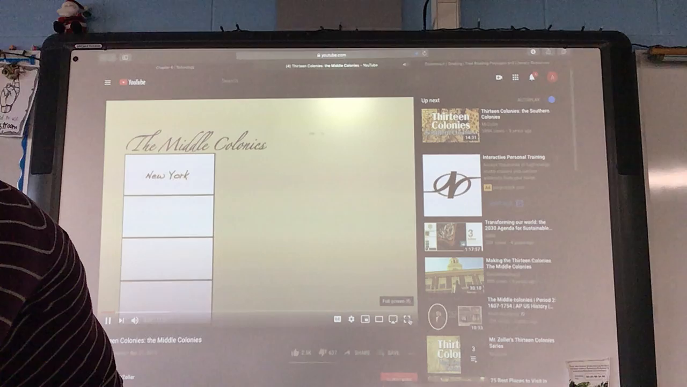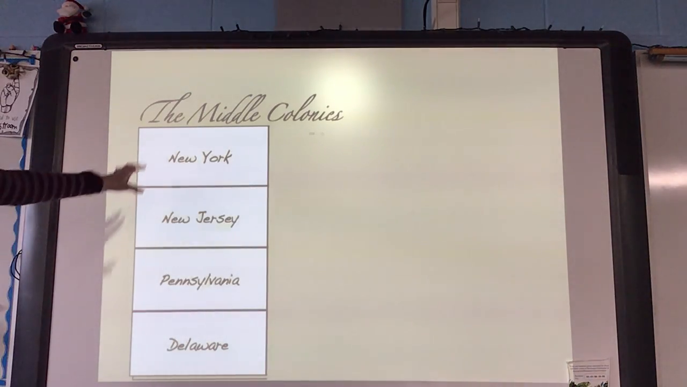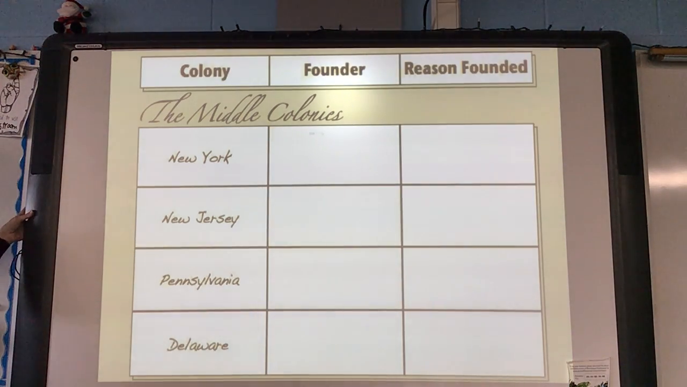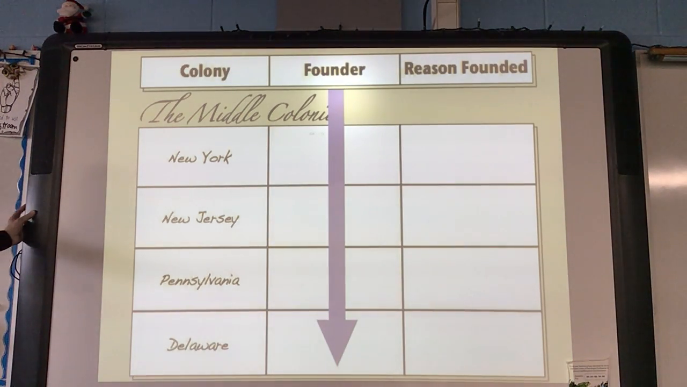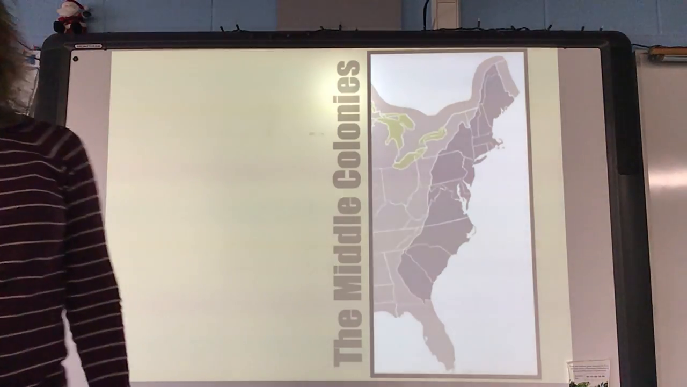To the stories of 4 of these original 13 colonies. Take those stories and decide who is the founder of each of those colonies, and then why that particular colony was founded. And then I added other facts. Are you ready? Okay, all right, here we go.